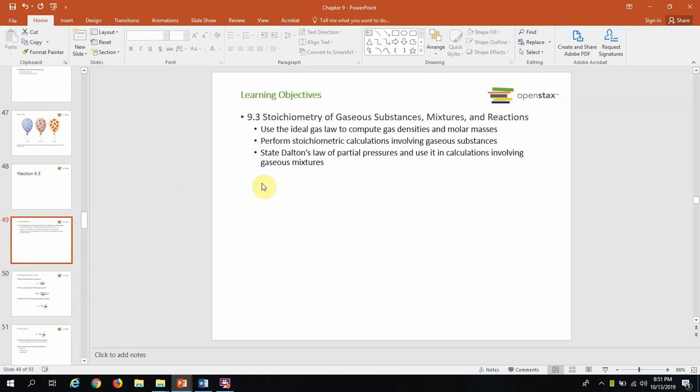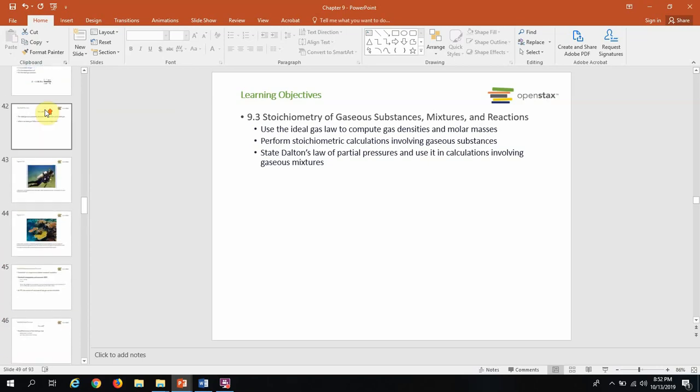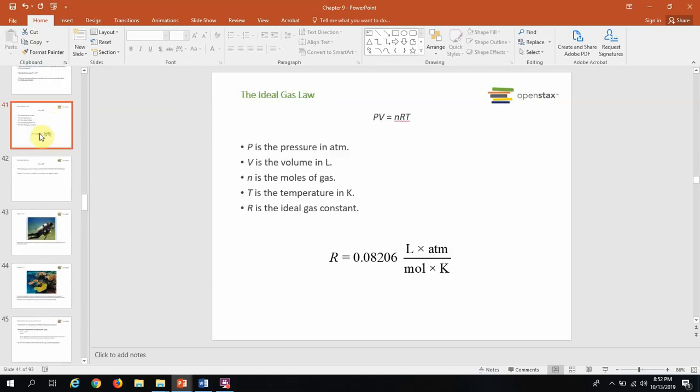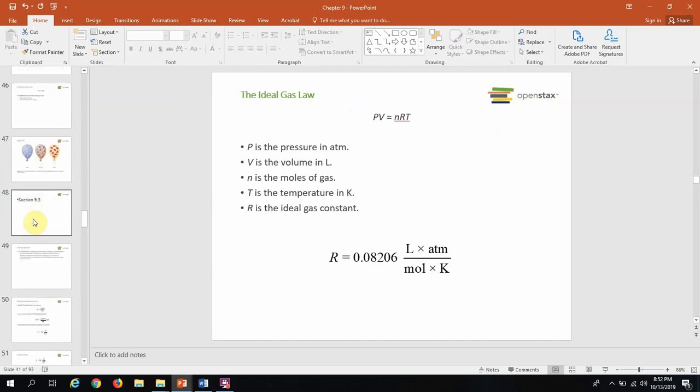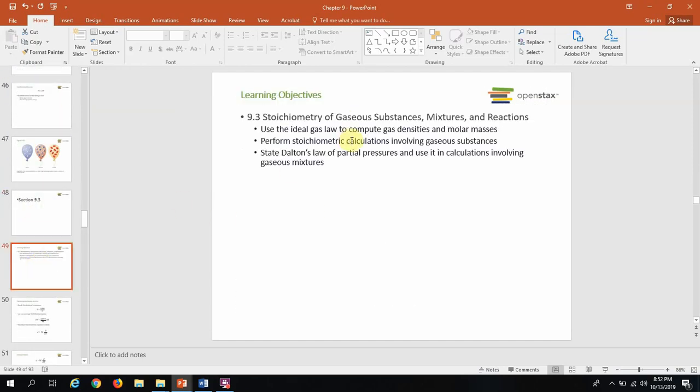Hi class. We're going to be continuing with the second lecture on the ideal gas laws. We're not going to go to the end of this chapter. The most important aspects of this chapter are in this section, 9.3. Aside from the fact that we looked at the ideal gas law here, PV equals nRT, we're going to be looking at the applications of that in this one.